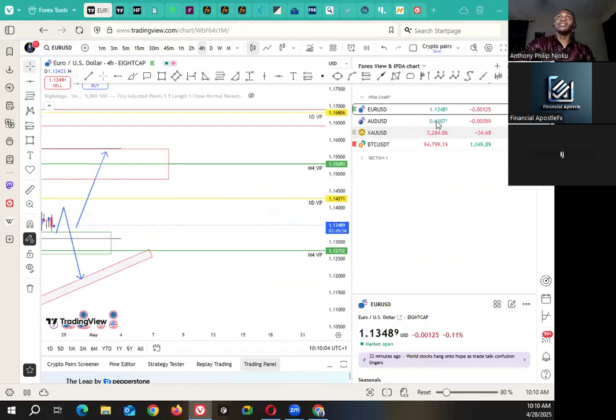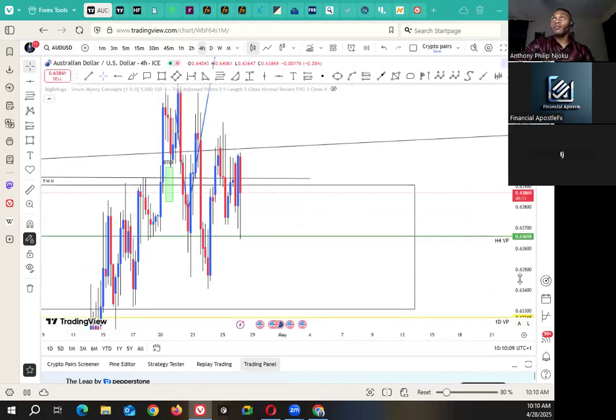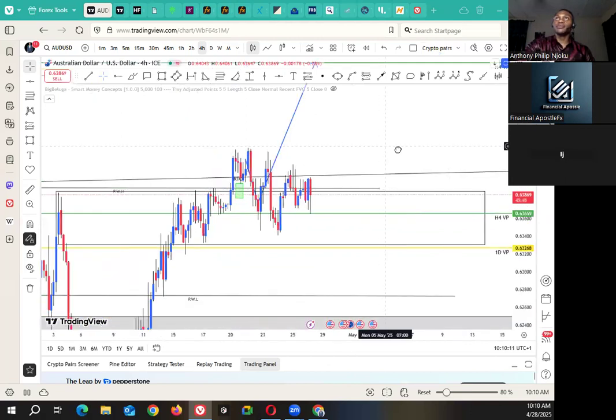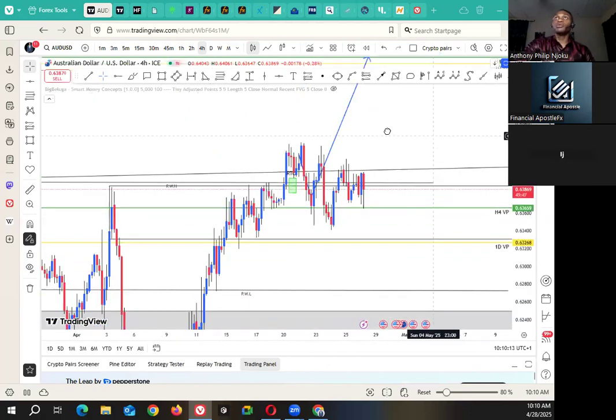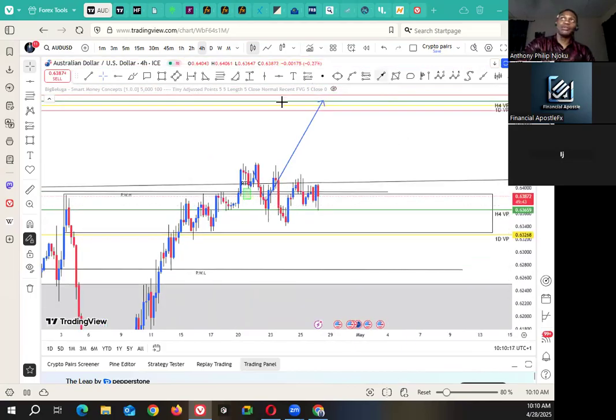Then the next on the list is AUD USD. For AUD USD, this was our forecast for last week as well. From what I can see, we had a reoptimization zone over here. And we told you guys from last week Monday, we're expecting the market to come and test this reoptimization zone. After it tests this zone, we're expecting the market to start shooting to the upside towards this daily and 4 hour supply zone.